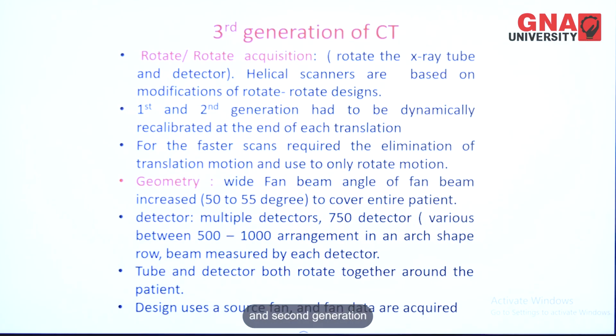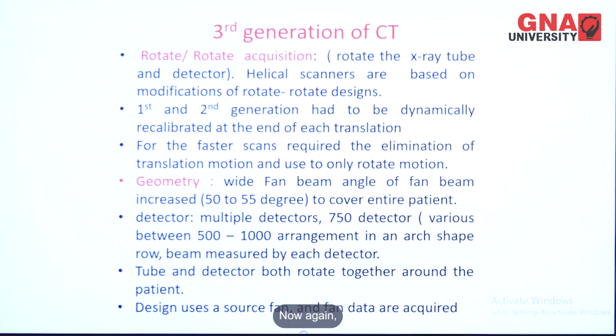The first and second generation had to be dynamically recalibrated at the end of each translation, as we were using very basic models of detectors. But in third generation CT, we used more advanced detectors. Those required less maintenance and less recalibration. For faster scans, we needed to eliminate the translate motion, and we used only rotate motion. As far as the geometry of the third generation is concerned, we use a wide fan beam, and the angulation for this particular fan beam was about 50 to 55 degrees, and it covered the entire patient.